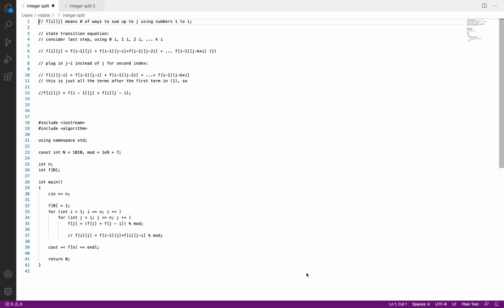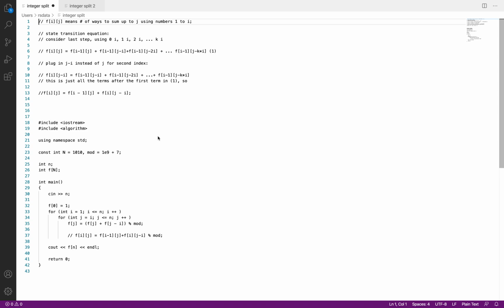For a given integer n, how many ways are there to divide n up into different positive integers, a sum of different positive integers? This is a typical dynamic programming problem. There are two methods of doing this, actually.